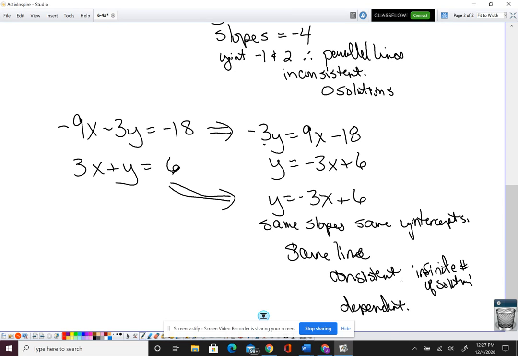So that lesson 6.4, that's what we have to talk about: consistent, independent, consistent, dependent, and inconsistent. Those three terminologies. And they all go back to, are they parallel lines? Are they intersecting lines? Or are they lines that represent the same line? They lie right on top of each other. So those are your special situations, special systems.